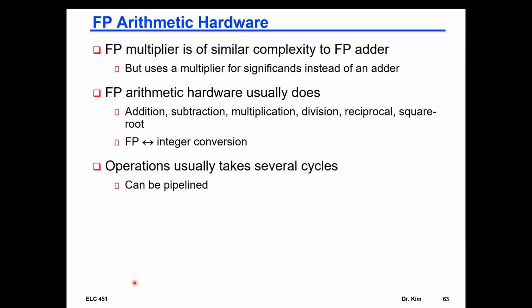So what you see in the implementation is that floating point arithmetic hardware usually does a number of operations, not only the addition, but the subtraction, multiplication, division, and some functions as well, such as square root. They can also take on producing sine and cosine type functions and logarithmics and things of that nature. And they can also do floating point to integer conversion.